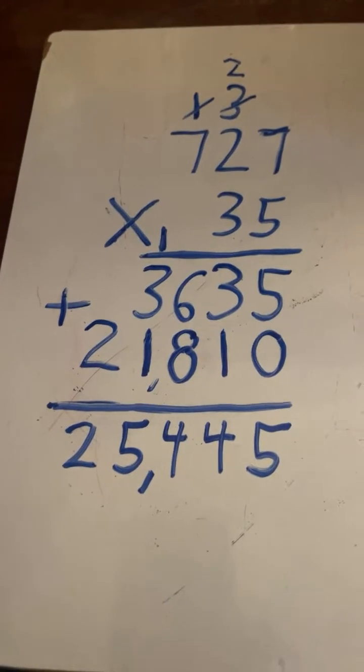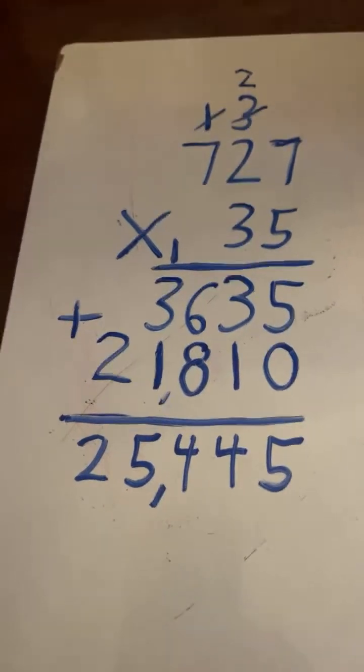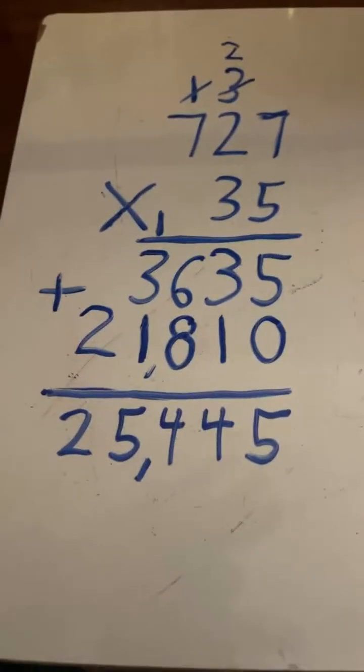And we have our final answer. 727 times 35 equals 25,445.